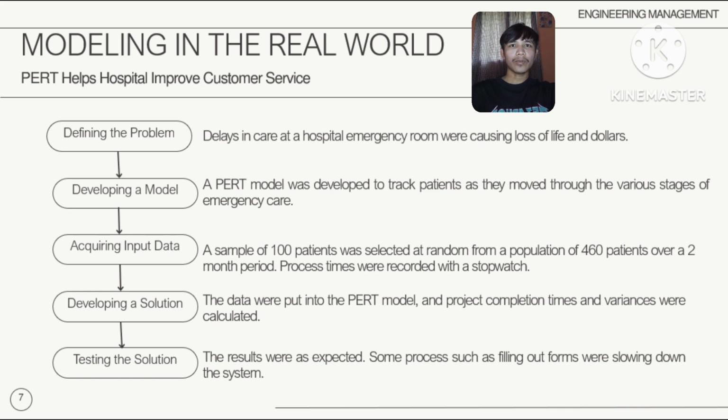Third is acquiring input data, measuring the uncertainty. Since the time for each activity is highly uncertain, the PERT methodology was essential. They used a direct method. Times were recorded with a stopwatch for a sample of patients going through the process. For each activity, this real-world data allowed the analysis to generate three required PERT time estimates: optimistic, most likely, and pessimistic.